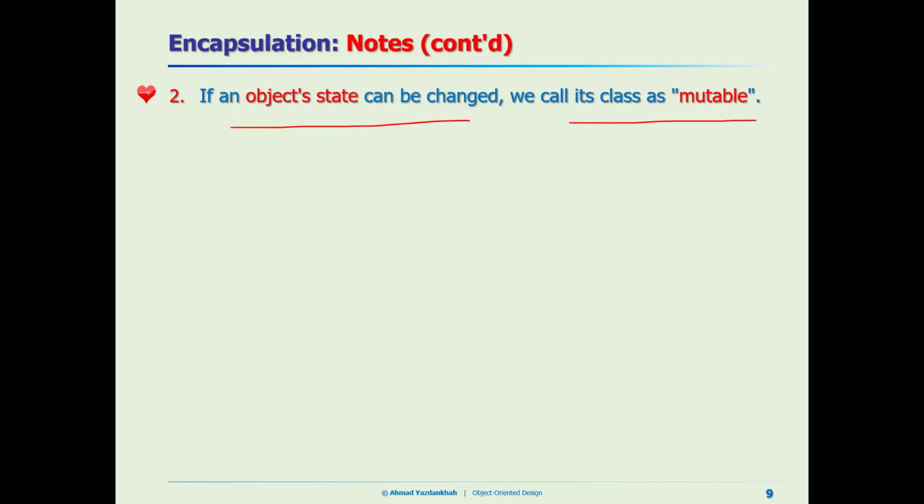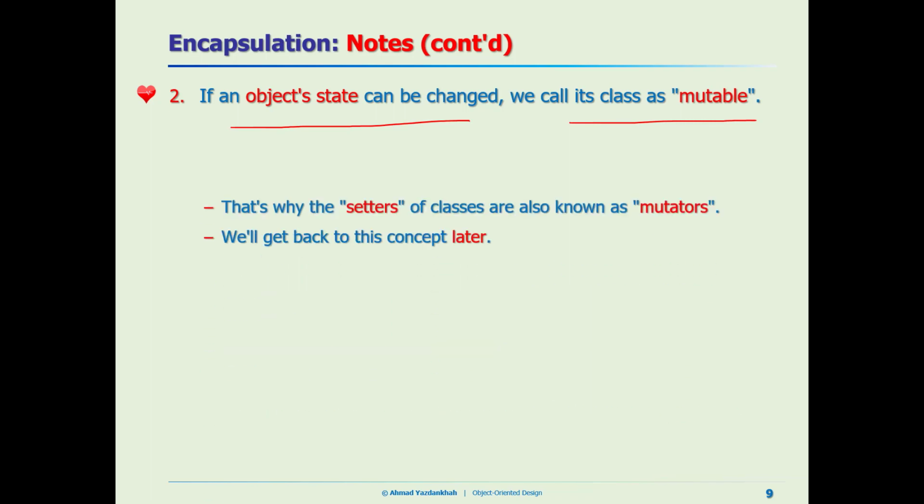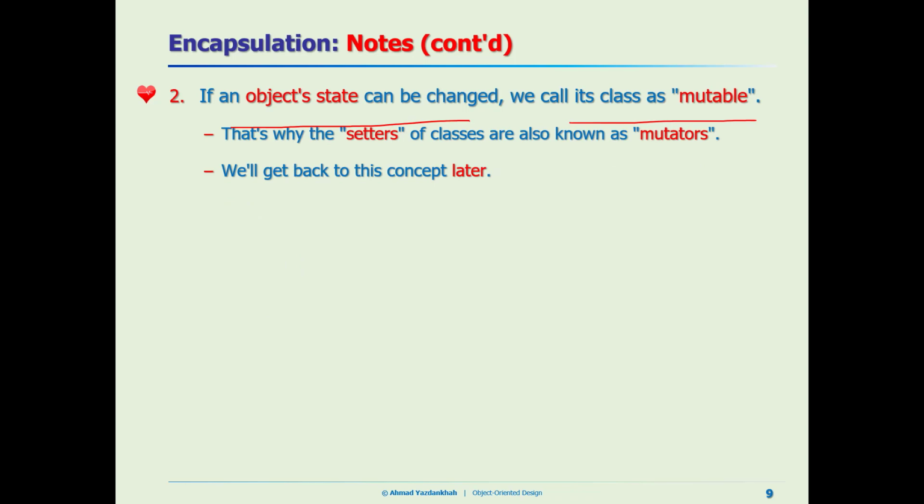All right. That's why we call the setters mutators. Okay. We will get back to this mutability and this kind of thing later in detail. All right. That's what we have for encapsulation. What is an interface?